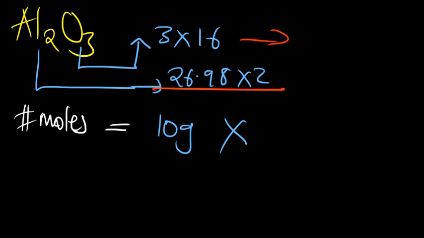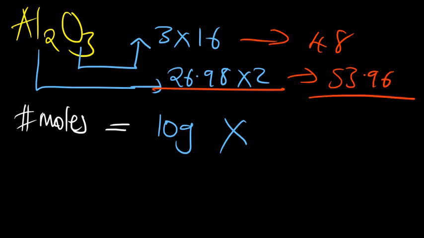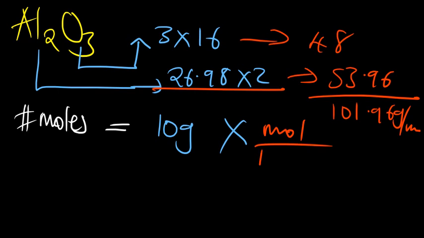So let's see what we're going to have. 3 times 16, 48. 26.98 times 2, 53.96, plus 48, 101.96 grams per mole. So that's going to be grams per mole. So it's going to be a mole over 101.96 grams, so that the grams can still divide.